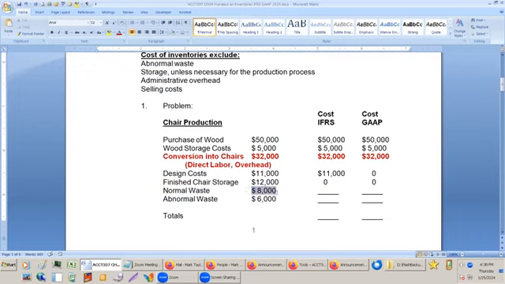Normal waste, yep. Abnormal waste, no. Abnormal waste is simply a loss, and it'll go on the financial statements directly as a loss.